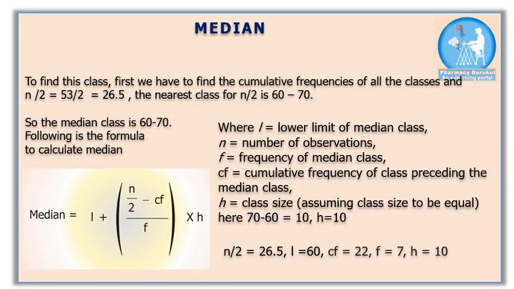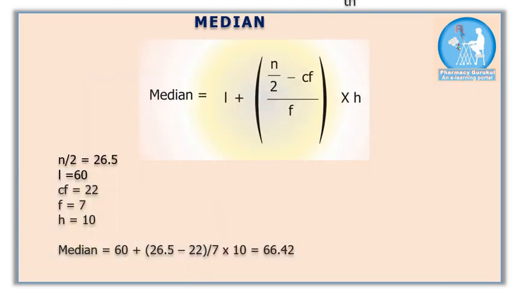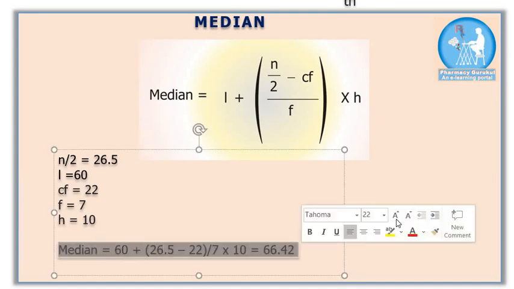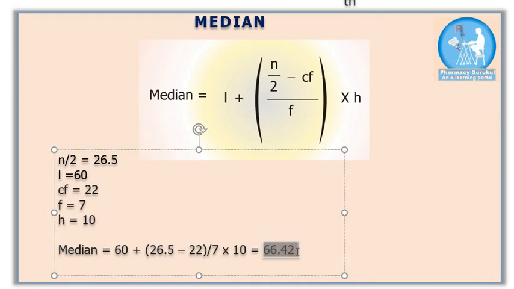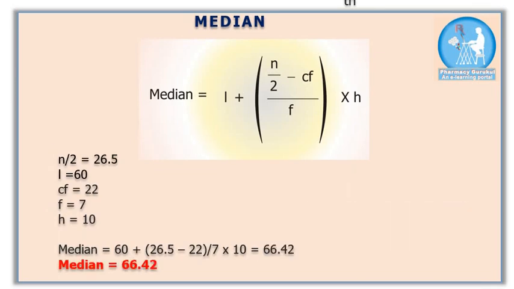Now we have the lower limit of the median class, L equal to 60 and n by 2 equal to 26.5. CF, the cumulative frequency preceding the median class, is equal to 22, and the frequency of the median class is equal to 7 and H equal to 10. On putting these values in the above formula, we get this equation. On calculation of this equation, we get 66.42, and that is the answer. We found the median value 66.42.